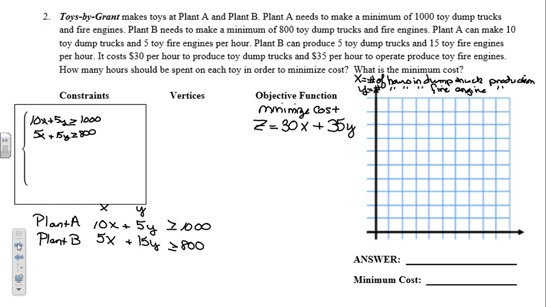Can we work for negative hours? No. We can't produce for negative hours, so we have to be in the first quadrant. Those are always going to be two of our constraints. Because we could decide that we don't want to spend any hours working on dump trucks. It might be more efficient to just make fire engines, or vice versa. So it's possible that we'll produce 0 of one of them and the whole thing of the other. One might be so much less costly.